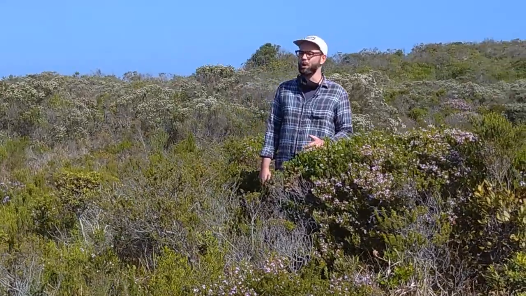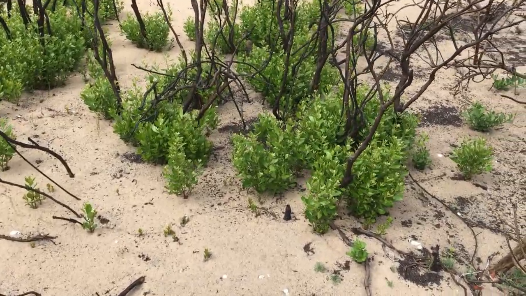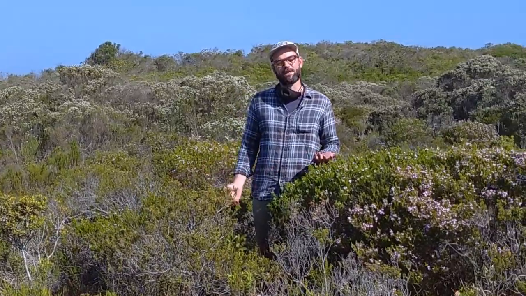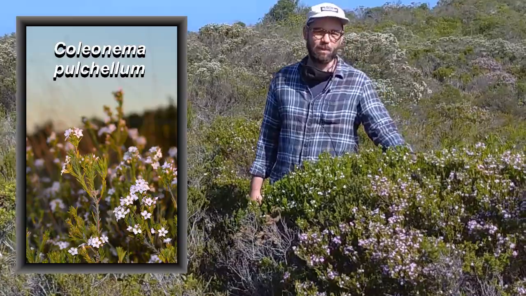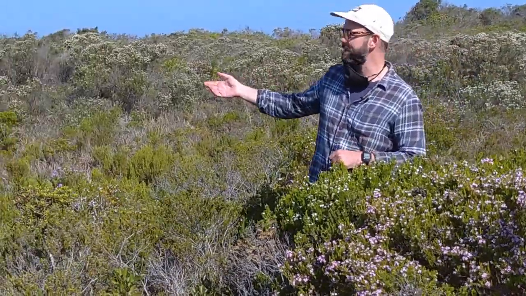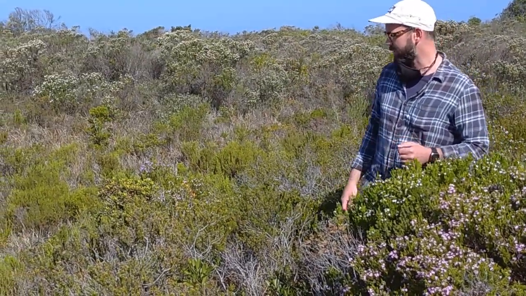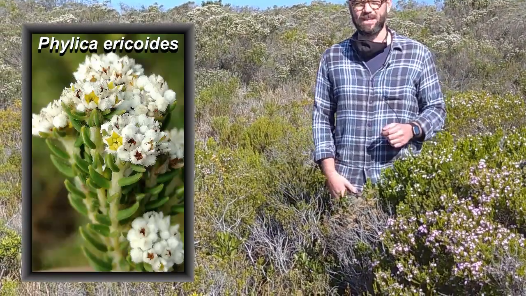So in the early post-fire environment, our resprouters tend to be the dominant component. But as we can see here, when fire has been excluded for some time and fynbos has been allowed to mature, the reseeders really start to dominate. So for example, here we have Collionema pulchellum, and one of our ubiquitous dune species, Metalasia muricata, in the background. And some other examples also include Anthospermum ethiopicum and Phylica ericoides.